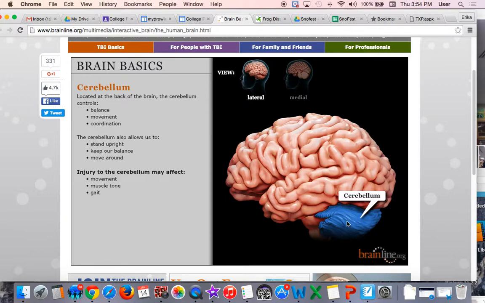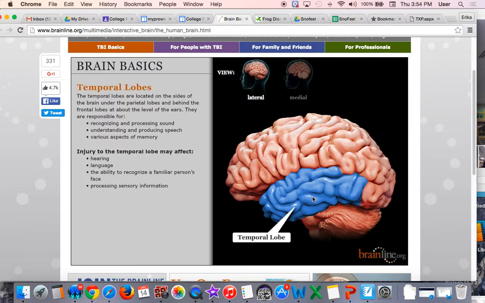So your cerebellum helps allow us to stand upright, keep our balance, move around. Everything with balance and movement and coordination is located in the cerebellum. If you're injured in the cerebellum, it's going to impact your movement, maybe your muscle tone or your gait. Temporal lobes, you can see there, it recognizes and processes sound and understands and produces speech. So if you damage the temporal lobe in some way, you could injure your hearing, your language, even the ability to recognize a familiar person's face.